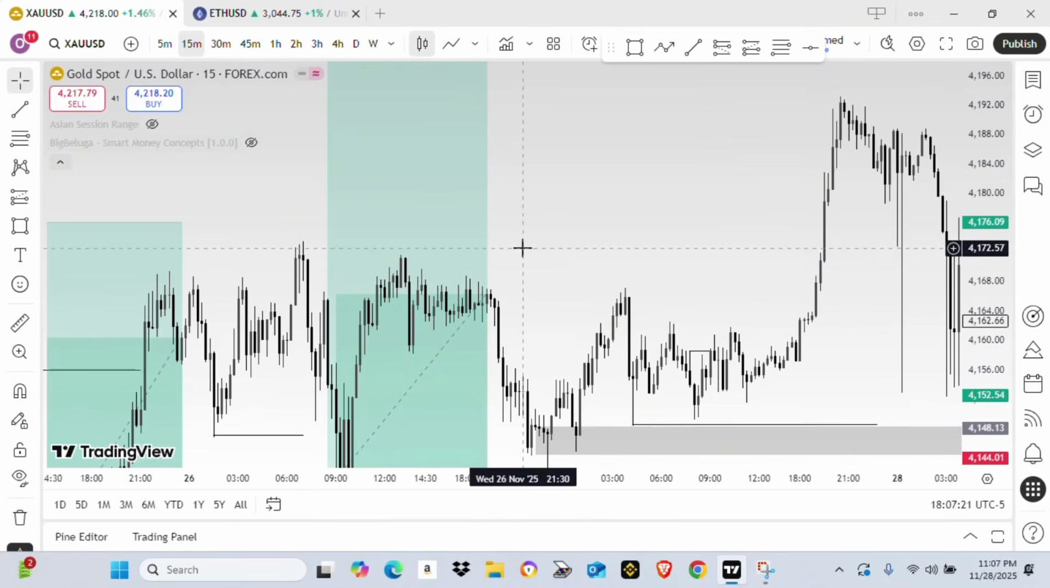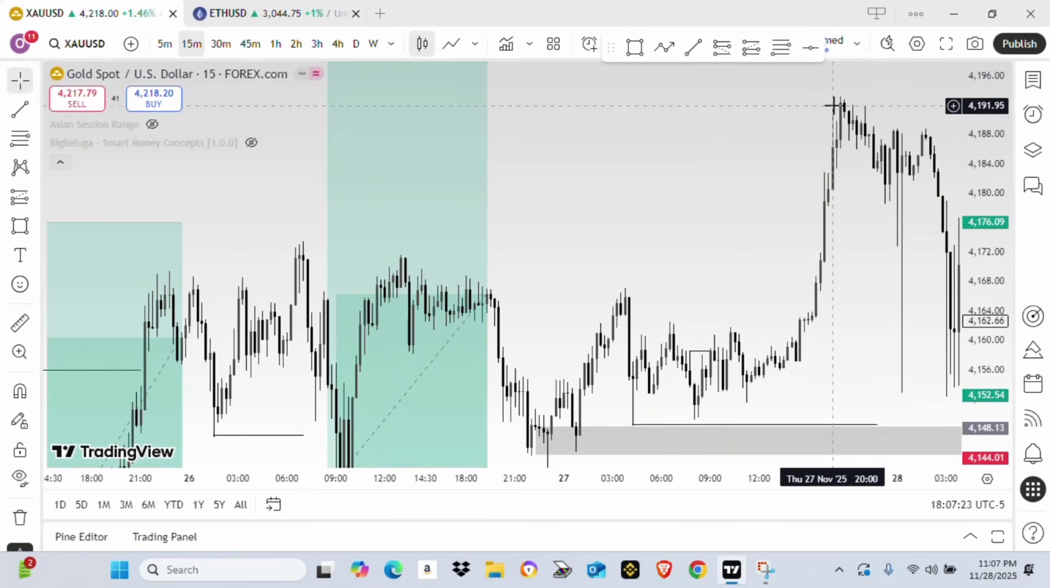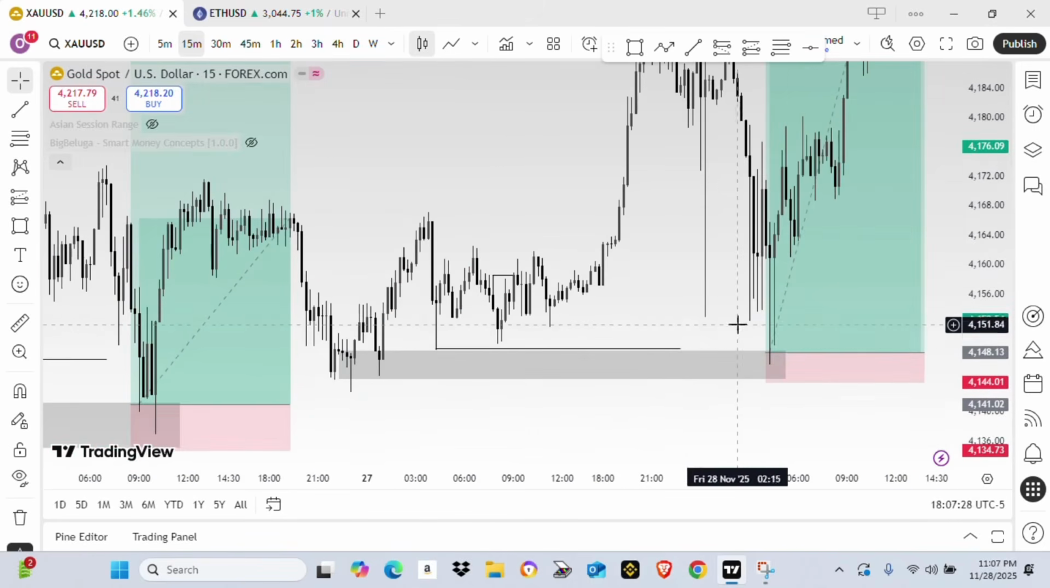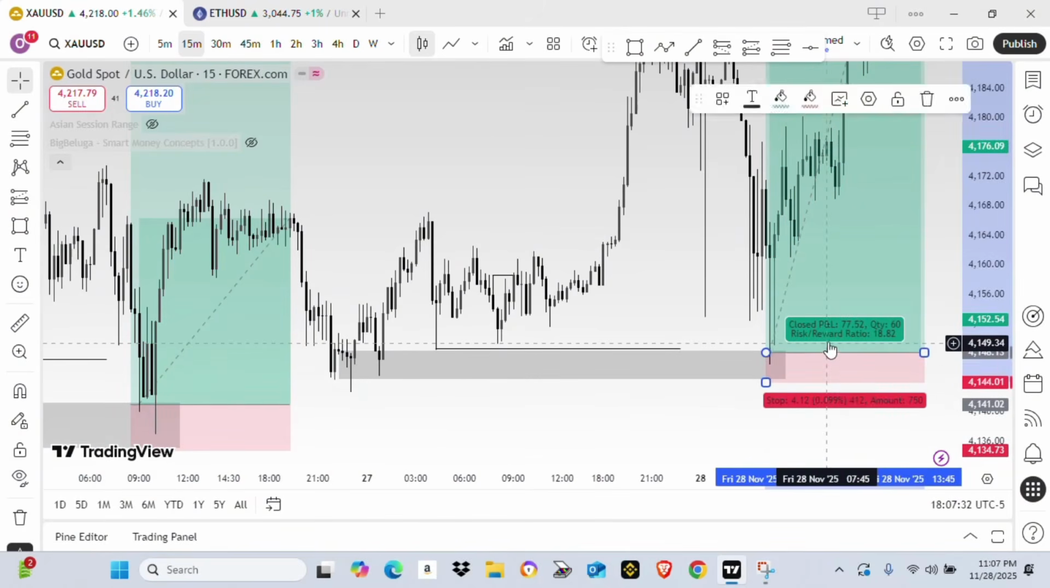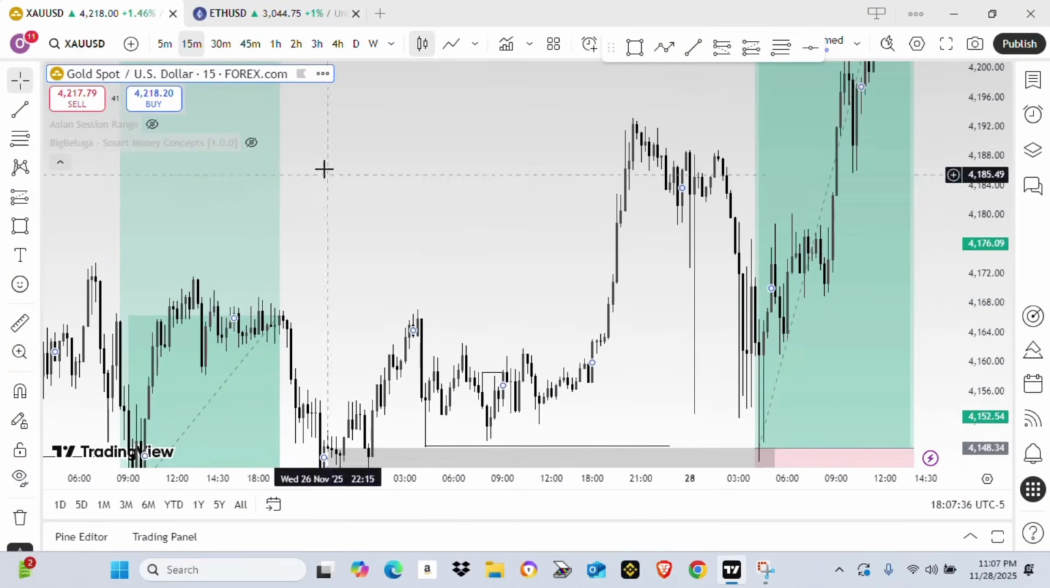I took a trade and I made some cool profit, and I didn't target much. I didn't go for too much because anything can happen. So I just targeted the closest one, and this was the level of interest for the 15 minutes, and boom, I caught the trade back to the upside, right?